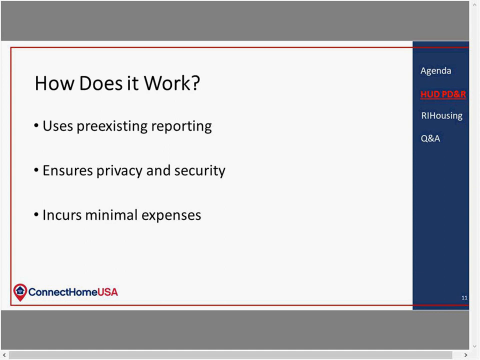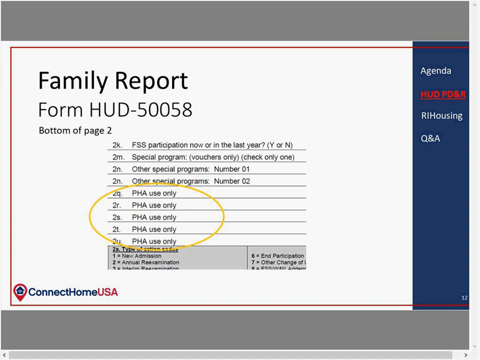So we decided that the way that we were going to do that is to use, like Dina said, the family form, the form 50058. One of these, reporting page 2, has a couple of fields, 2Q through 2U, that is PJ use only. Depending on your organization, you may already be using some of these fields. We wanted to take advantage of their existence to give you an easy way to report back to us through the existing 50058 reporting structure.